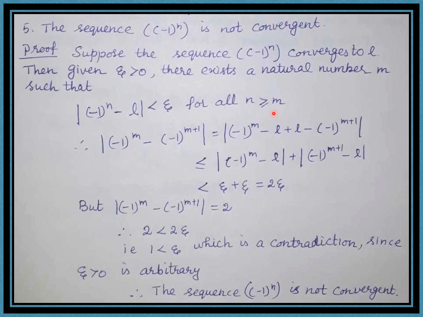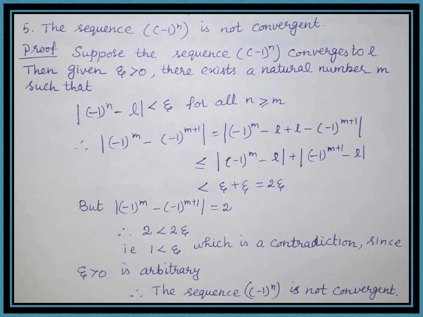Now we have that this result is true for all n values greater than or equal to m. So for m also the result is true. For m plus 1 also the result is true. We get epsilon plus epsilon, we get 2 epsilon. That is, (minus 1) power m minus (minus 1) power m plus 1 equals 2. How are we going to write it?